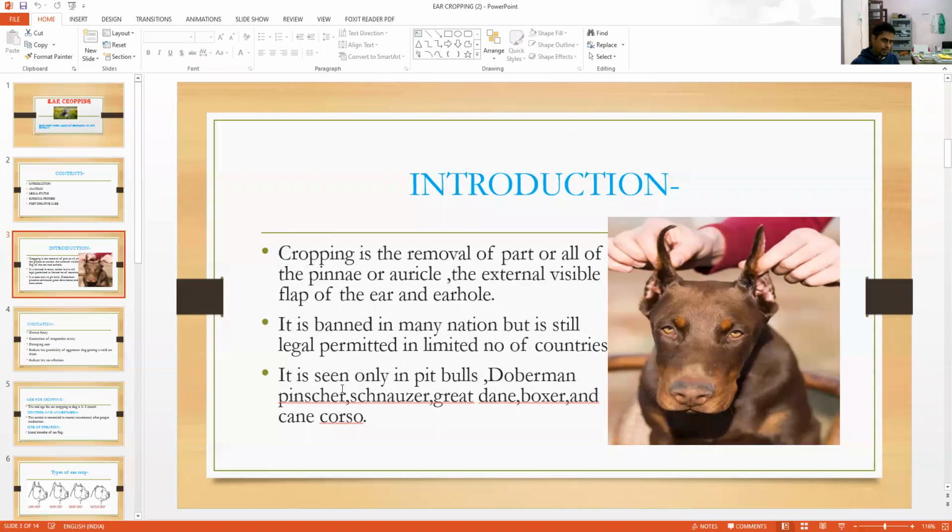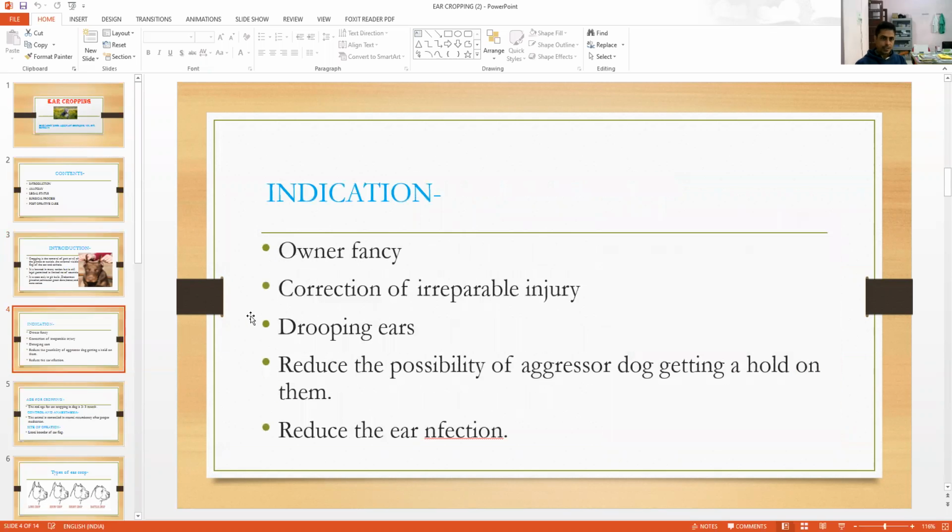It is seen only in some breeds like Pit Bulls, Doberman Pinscher, Rottweiler, Boxer, and Cane Corso. These are some breeds in which ear cropping is recommended. Indications I have already discussed: the owner's fancy, wanting to see his or her pet beautiful, and for this purpose they come for ear cropping.